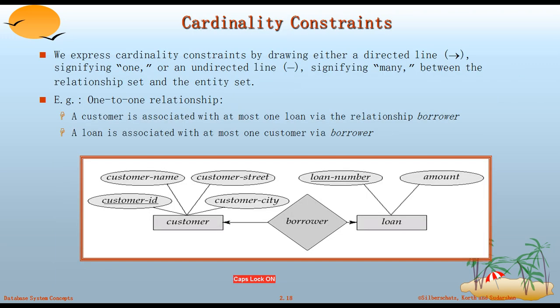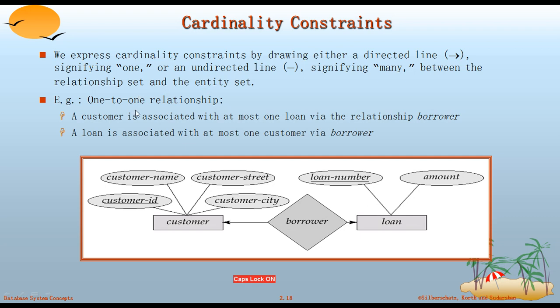Cardinality constraints. We express the cardinality constraints by drawing either a directed line, an arrow, signifying one, or an undirected line signifying many. So a directed line signifies one, and a plain undirected line signifies many, between the relationship set and the entity set.